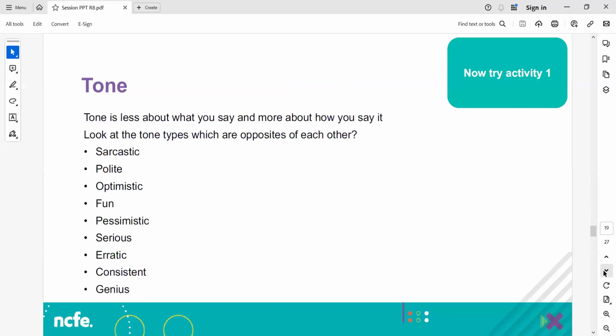So tone. Tone is less about what you say and more about how you say it. Look at these tone types. Can you spot which are opposites of each other? So we've got sarcastic, polite, optimistic, fun, pessimistic, serious, erratic, consistent, genius. So can you spot any opposites in that list?